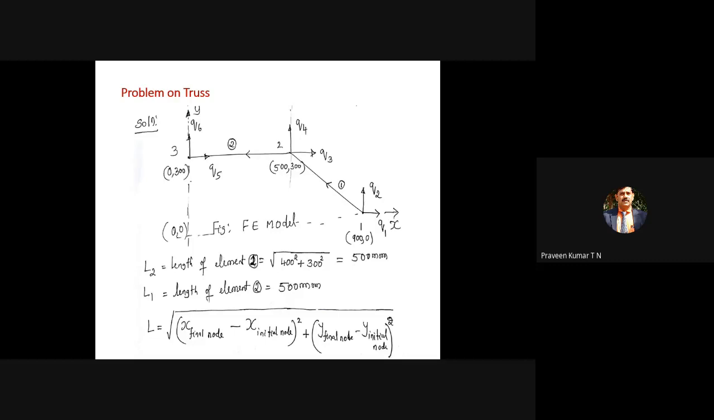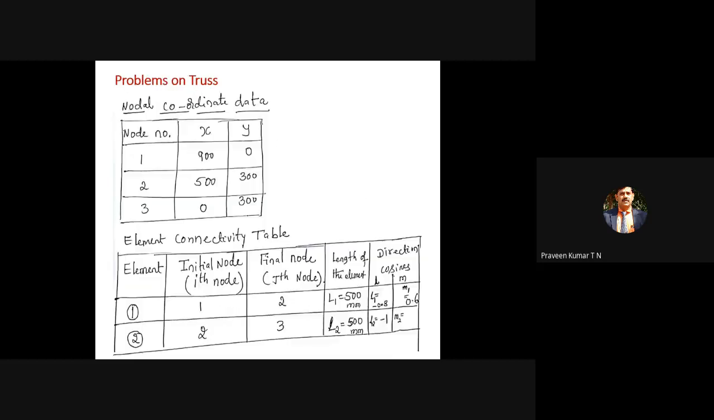Element 2 is made up of node 2 and node 3. In simple words, for element 1, the ith node is 1, the jth node is 2. Or the first node for element 1 is 1, the second node for element 1 is 2. Similarly, for element 2, the ith node is 2, the jth node is 3. The same thing is shown here. This is the element connectivity table.